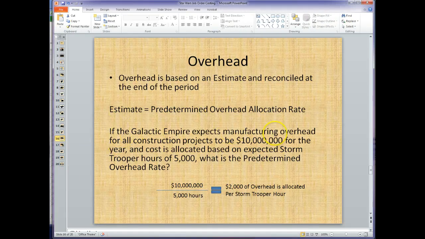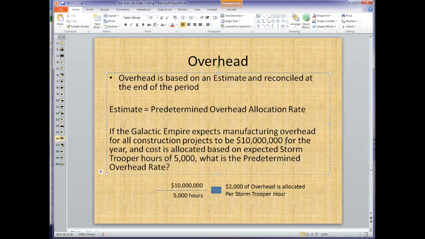So if they're estimating manufacturing overhead, you say, we're going to have about $10 million, or space dollars, in overhead for the entire year, and that's for all our projects. We're doing all these space stations, we're doing battle cruisers, Imperial troop transporters, we got AT-ATs, we got walkers, we got snow speeders, we got all kinds of crazy projects that we're doing. And we really think the overhead for that is going to be about $10 million, and we think the stormtroopers are going to work 5,000 hours.